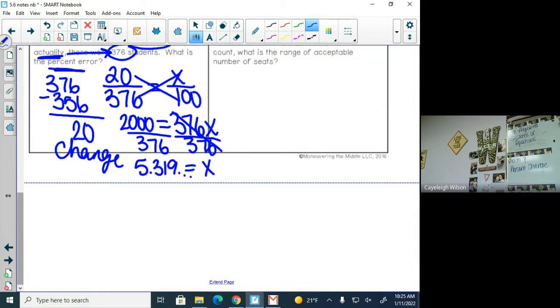I need to round it to 1 decimal place, so I want to round it right here. This 1 will make it stay the same. So 5.3. I'm done.